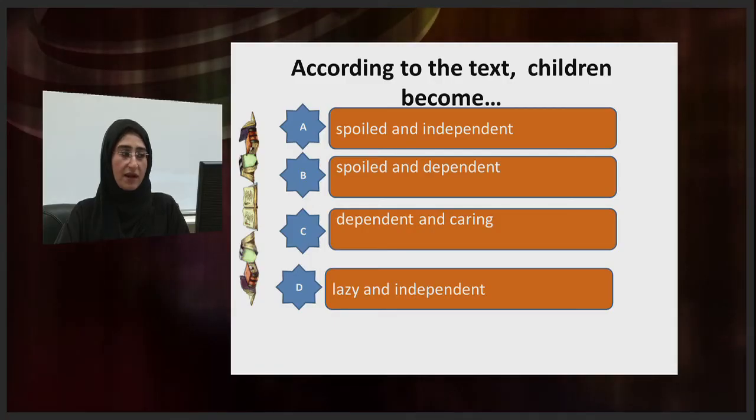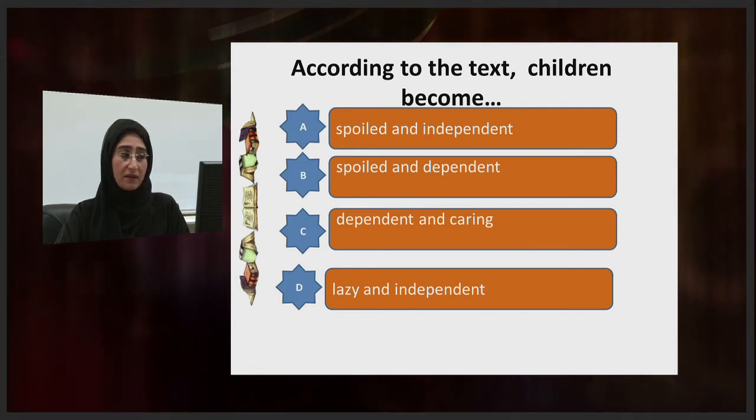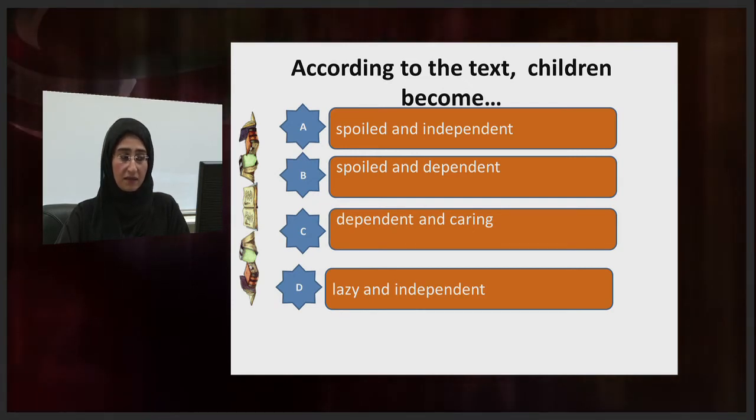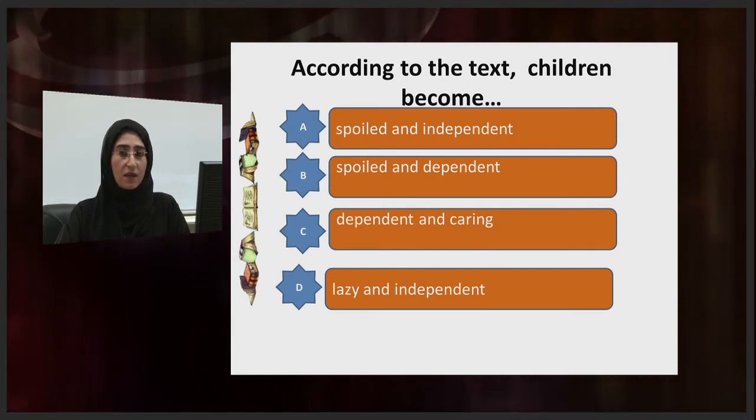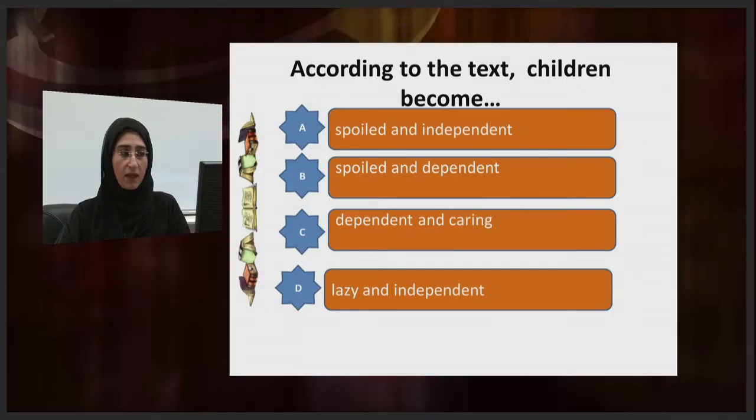This is one of the questions that you are going to face in an exam. We have 4 distractors: A, spoiled and independent; B, spoiled and dependent; C, dependent and caring; D, lazy and independent. Look at the distractors here. Some of them are opposites, like spoiled and independent, dependent and caring, lazy and independent. Okay, we also have spoiled and dependent. From the first time you can figure something out, but to be sure we need to go back to the text again.